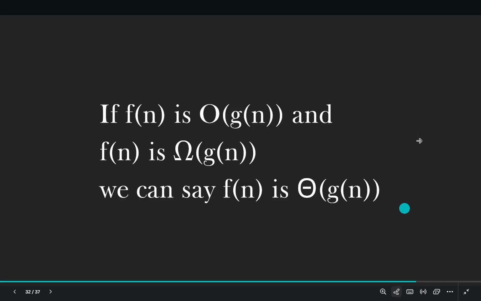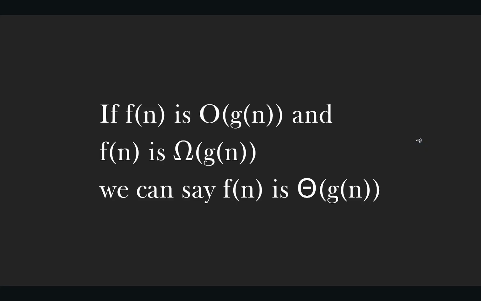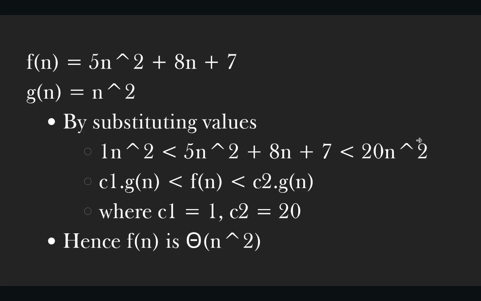There's another way to find that out. If a function Fn is both big O and big omega of the same function Gn, we can say Fn is big theta of that same function Gn. So if you have a function that belongs to big O of n and also belongs to big omega of n, then it also belongs to big theta of n as well. Here we have an example.